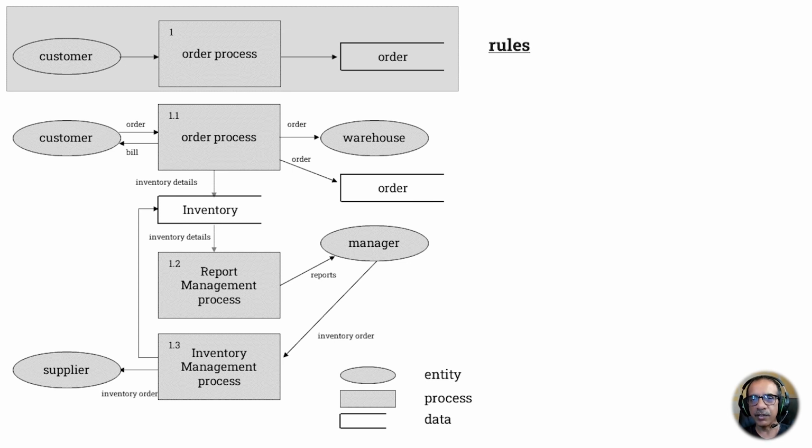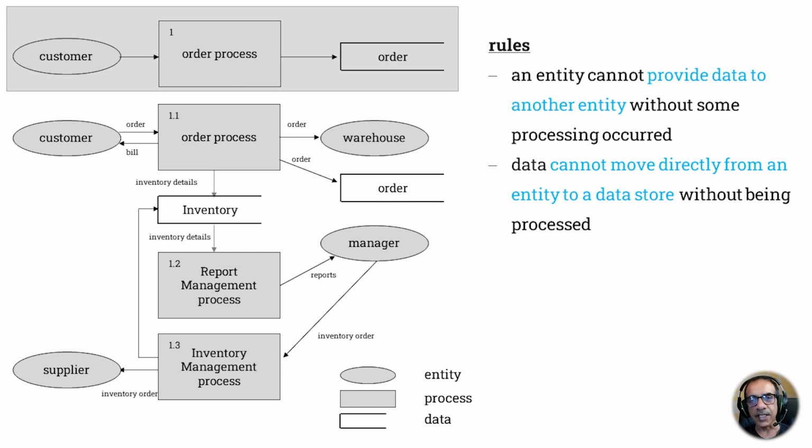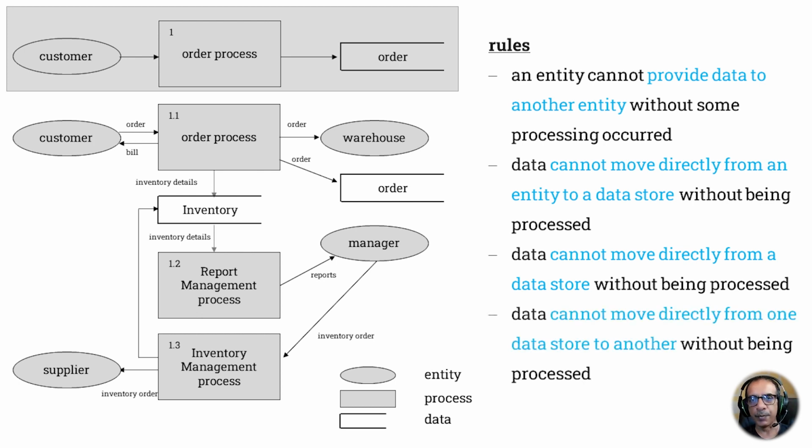While creating a DFD, we need to remember to follow certain rules. An entity cannot directly communicate with another entity. It can happen only through a process. Entity cannot directly send data to any persistent store unless it goes through some process. Same applies to data from a data store. It needs processing before it reaches an entity or another process. Data cannot hop between different data stores unless it goes through some process.